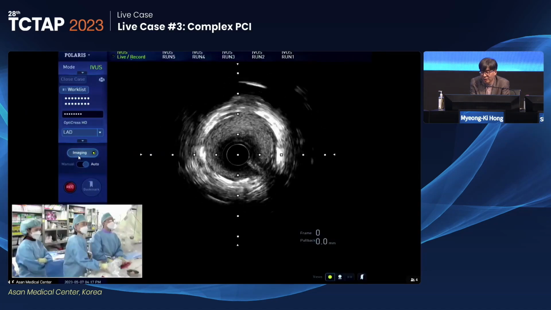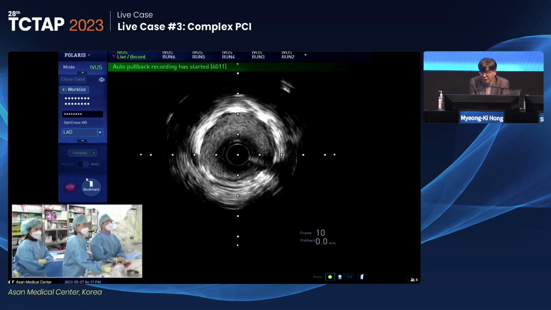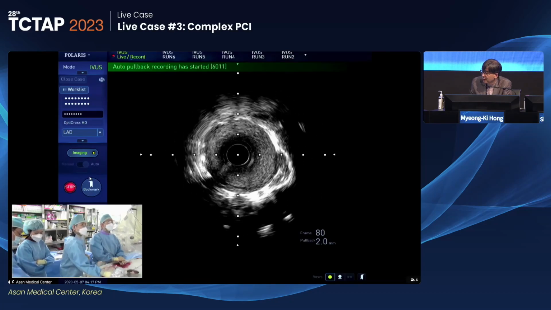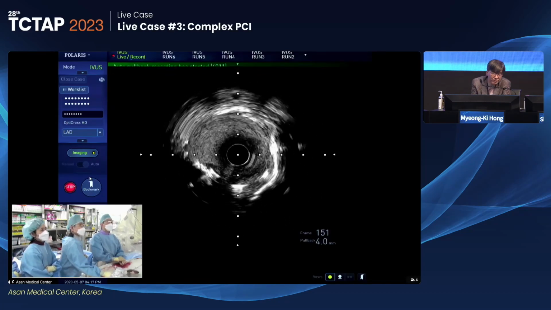If we put additional high pressure, it may propagate more distally. Yes.